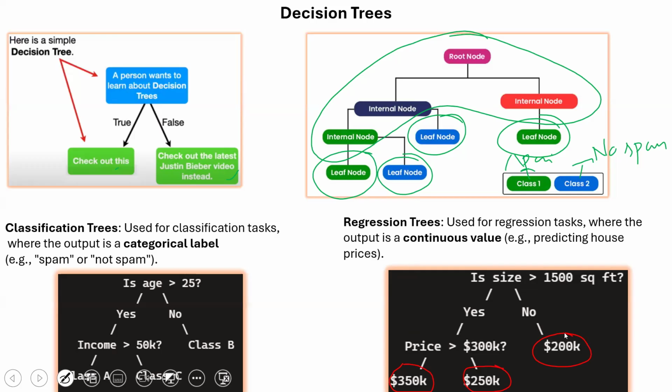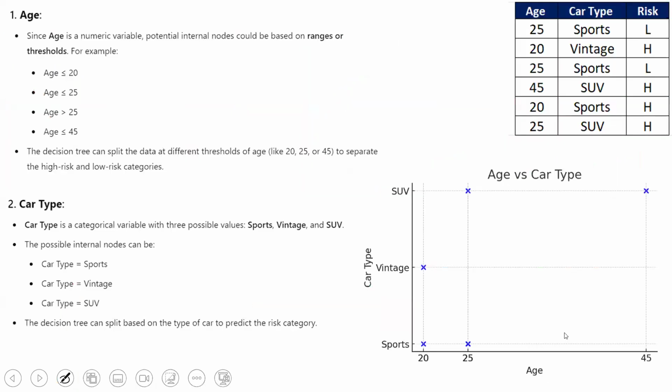So we will start with classification trees, and then we will actually learn regression trees later. Regression trees output has a continuous variable, so such kind of decision trees are called regression trees. If the leaf nodes have categorical values, such kind of decision trees are called classification trees. Now let's try to solve an example and understand decision trees better.